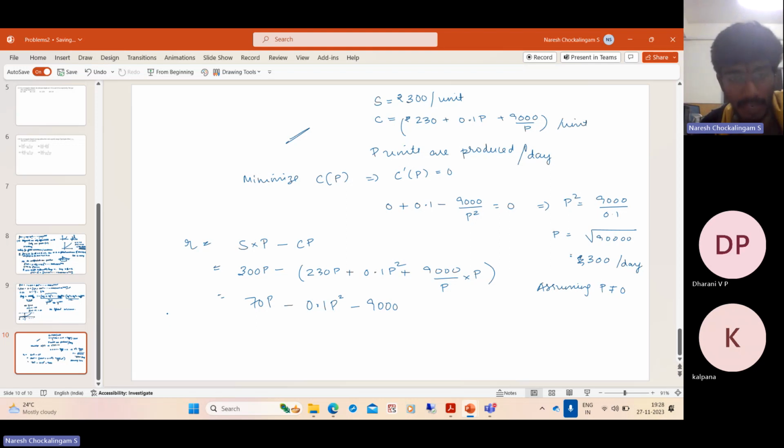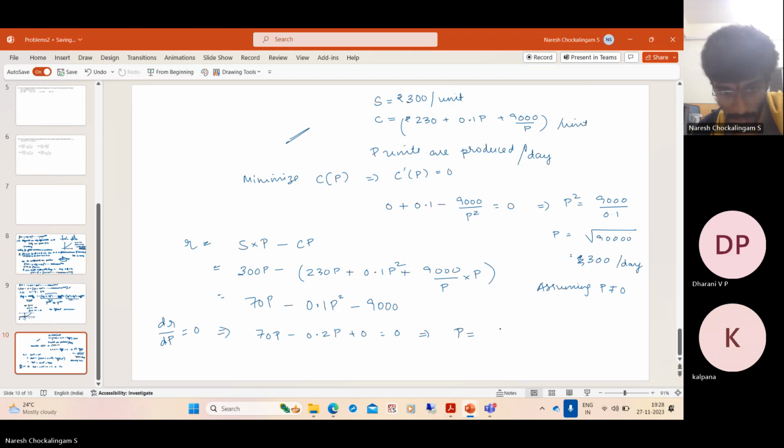Now optimize the profit, that is what they want. So this is a function of P. Set dR by dP equal to 0. So it is 70 minus 0.2P, and the constant vanishes, is equal to 0. So P is 70 by 0.2, which is about 350 units per day.